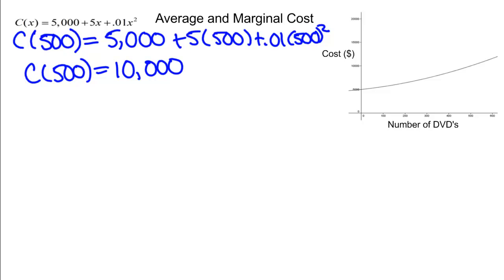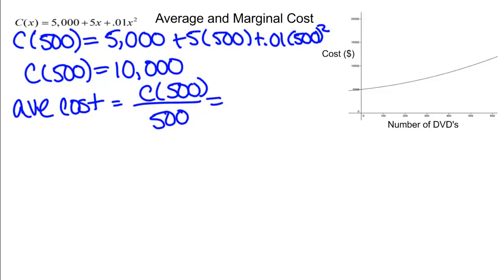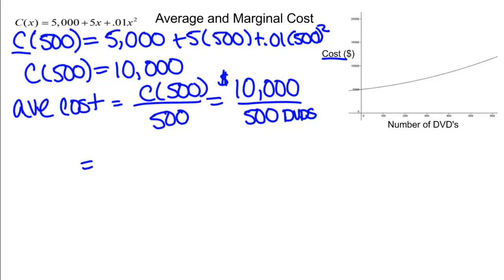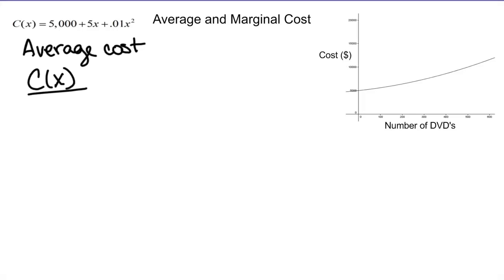So we want the average cost. If we're producing 500 for $10,000, we find the average cost by taking the cost of producing 500 and dividing by 500. So we have it costs $10,000, because remember our cost, divided by 500 DVDs. And we find that we get an average of $20 per DVD. So that's how we find an average cost. To find an average cost, we took the cost divided by the number of DVDs.